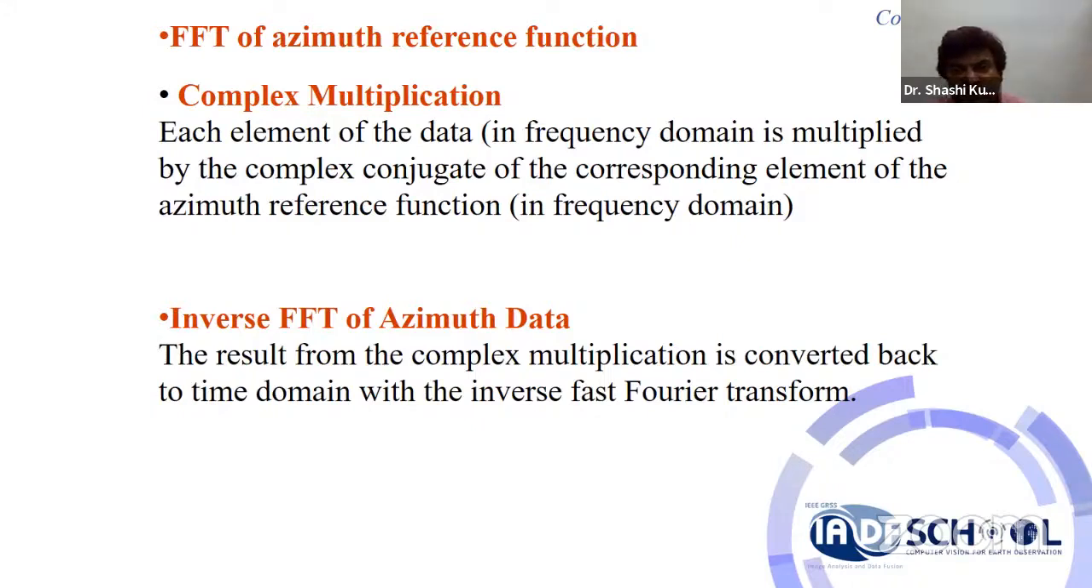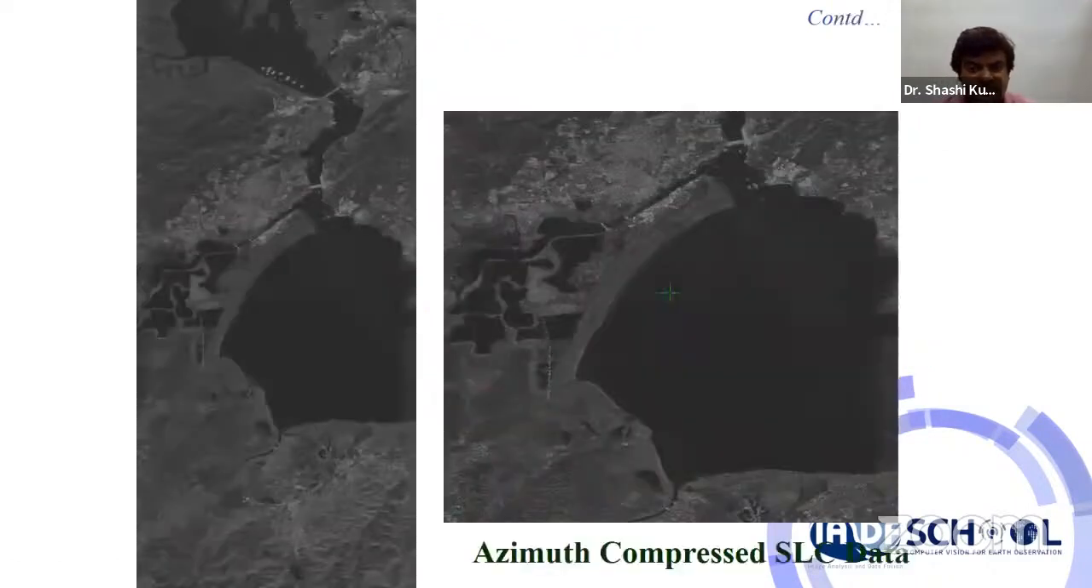That is going to give the data set that will be the azimuth compressed data set in frequency domain. And again, when the inverse fast Fourier transform is implemented, the data set will be converted from frequency domain to time domain, because here the signals were received for different time periods.